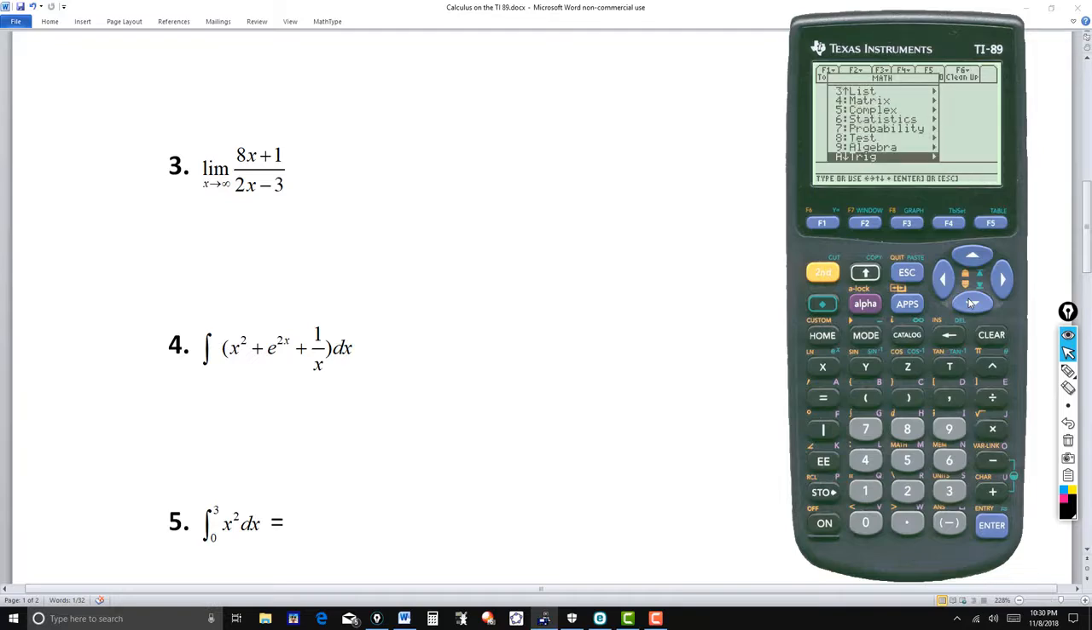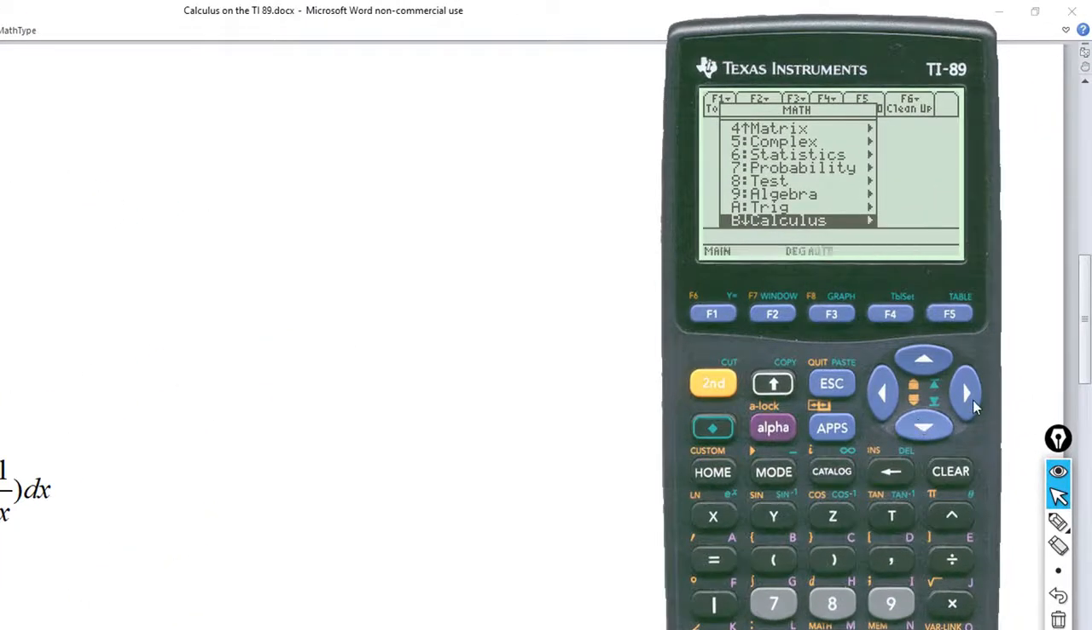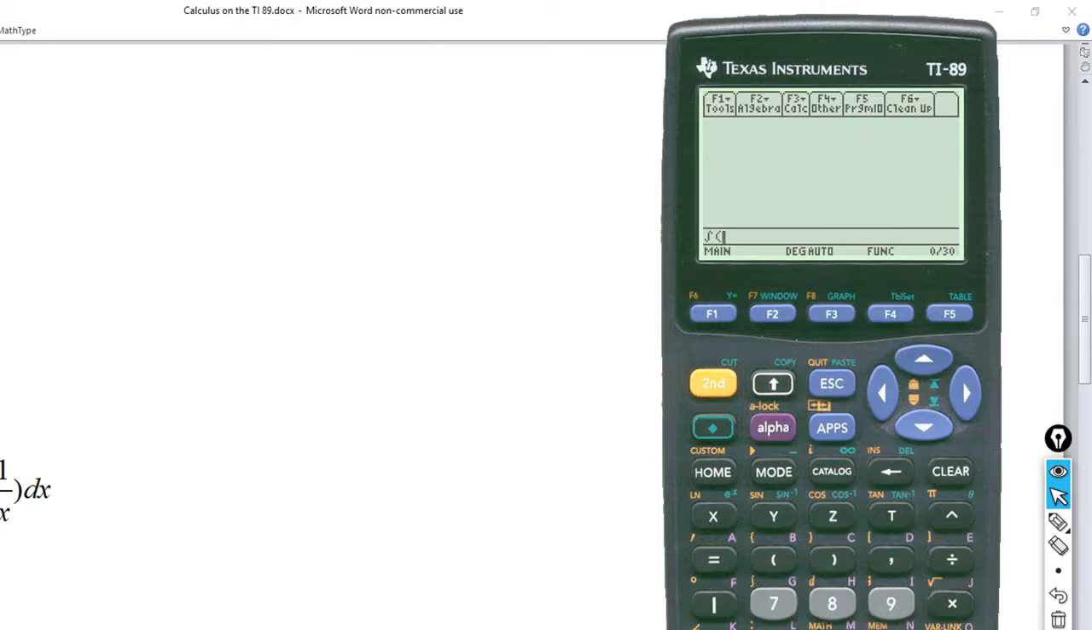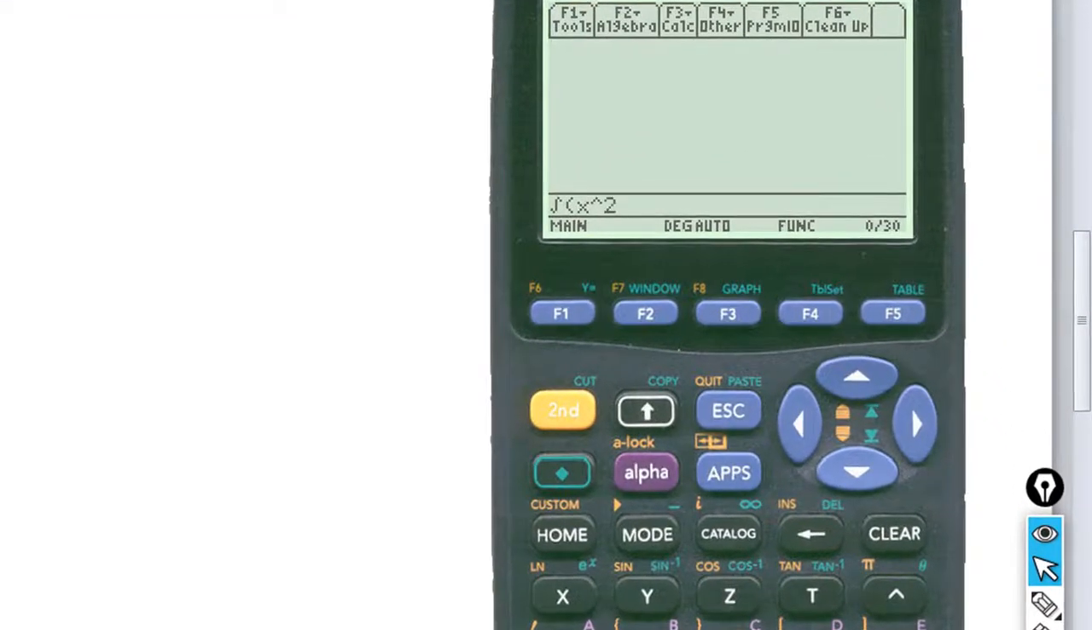So again, go second, math, and then calculus. And here we want the integral, we want to integrate. So we hit 2, and then we enter this function here. So this will be x, and then a power of 2, and then plus.